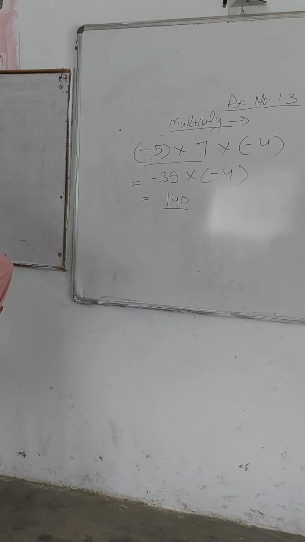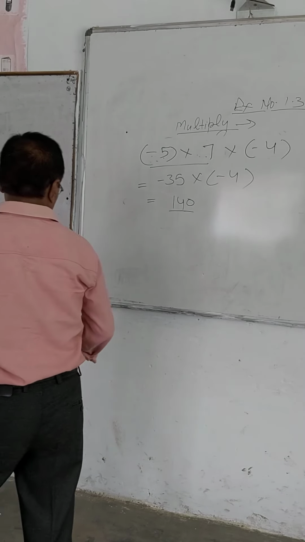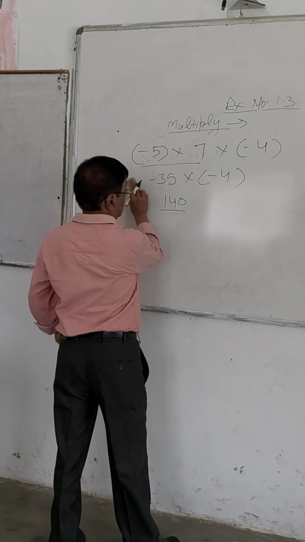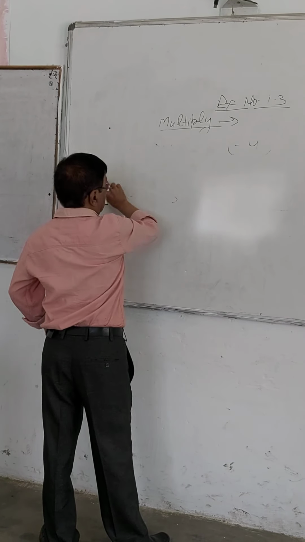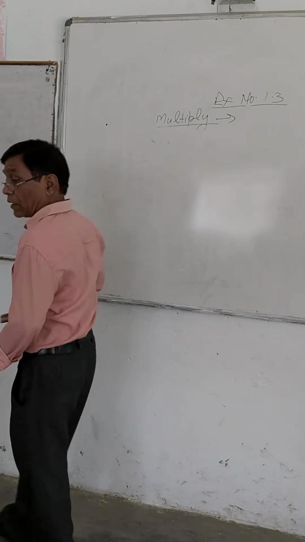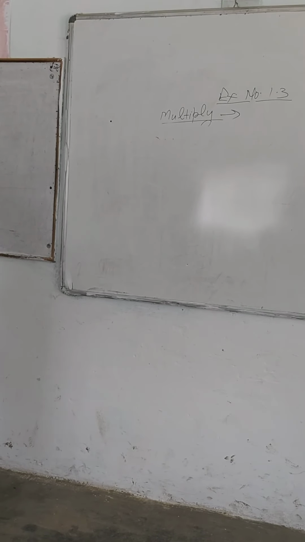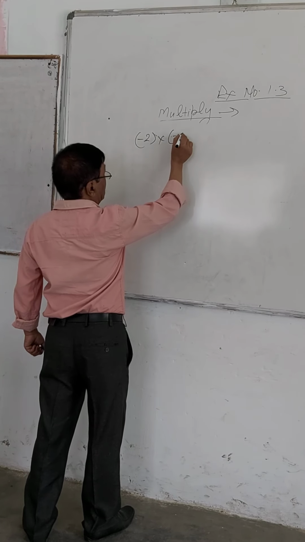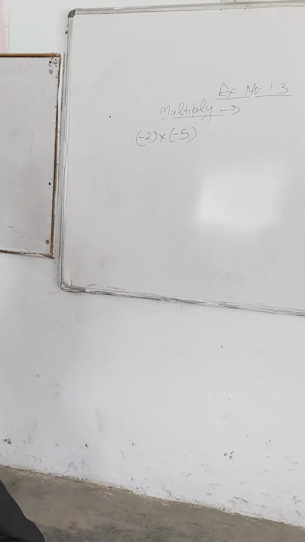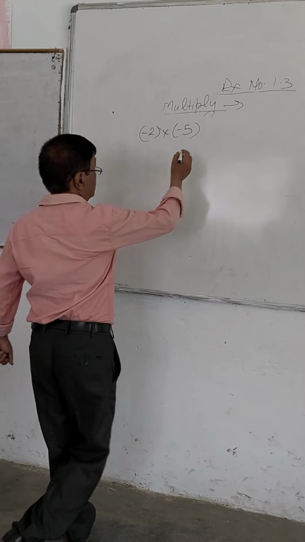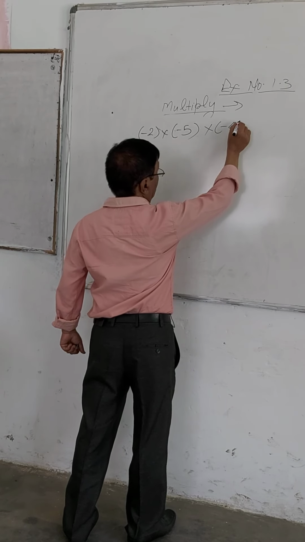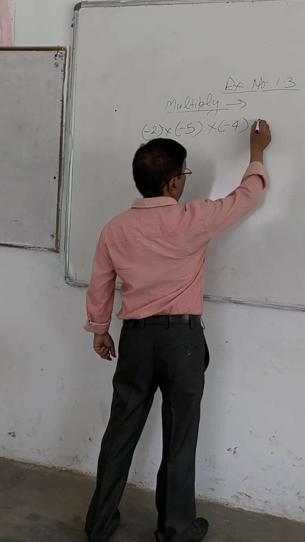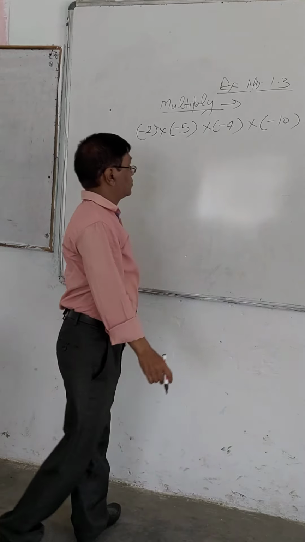Take one more example. Minus 2 into minus 5 into minus 4 into minus 10. So take one by one.